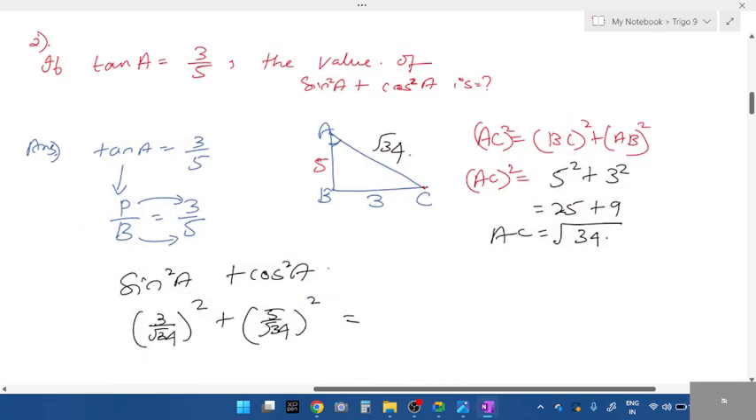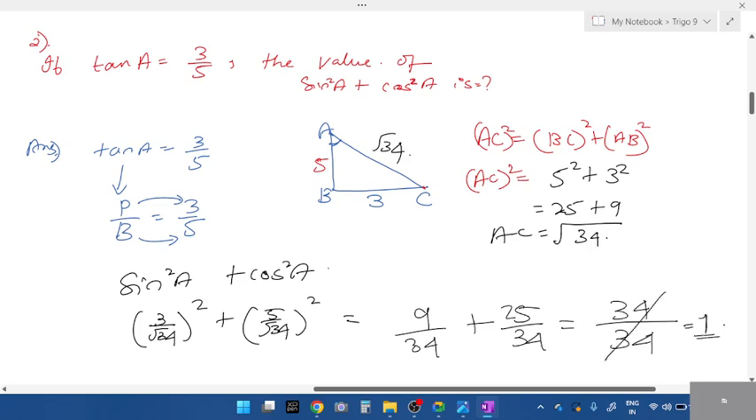Yeah, tell me, Shasha. When you open the bracket, what do you get? 3 square. How much is 3 square? The square root gets multiplied to both, right? 9 divided by 34 plus 5 square divided by 34. The denominator is the same, students. Keep 34 as it is. 9 plus 25 is 34. What's the answer? All of you got one? Good. This is how we have to write it. Just go through once. Any question? Use the formula.